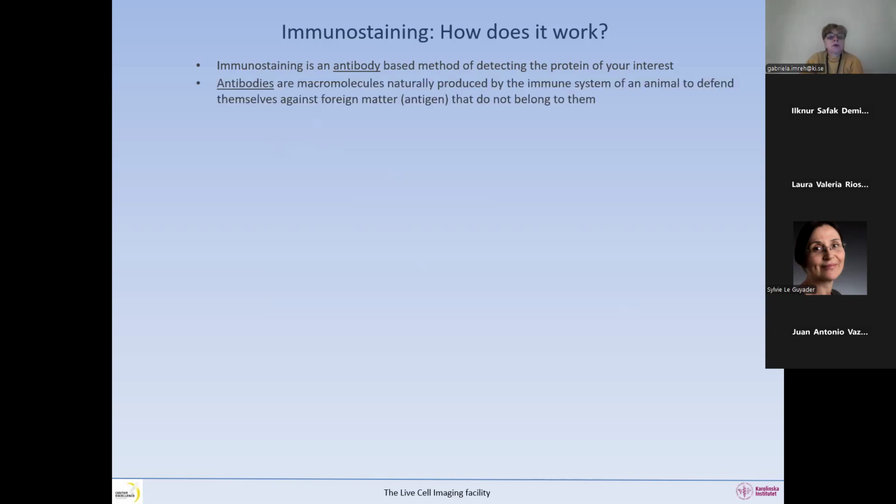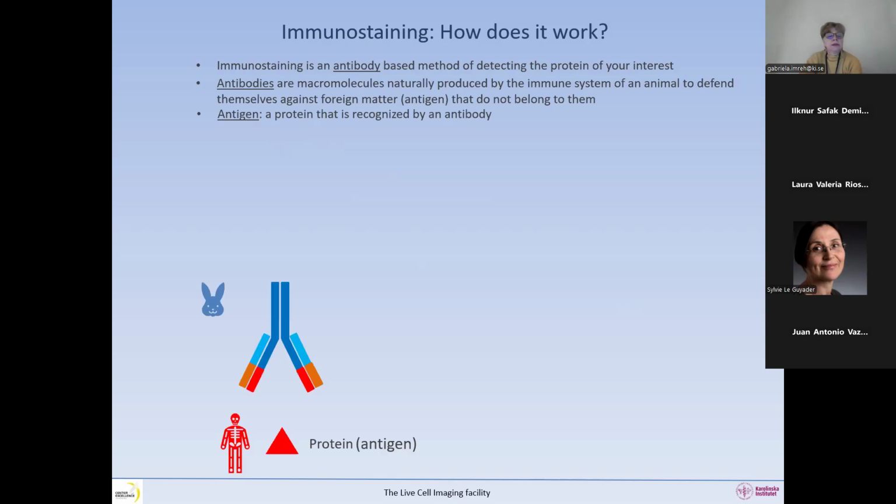Antibodies are macromolecules which are naturally produced by the immune system of an animal to defend itself against foreign matter, which we call antigen, because it doesn't belong to them. So let's assume that we have a protein which comes from human. We purify this protein, which we also call antigen, and then we inject it into a blue rabbit. The rabbit's immune system will respond by producing antibodies.